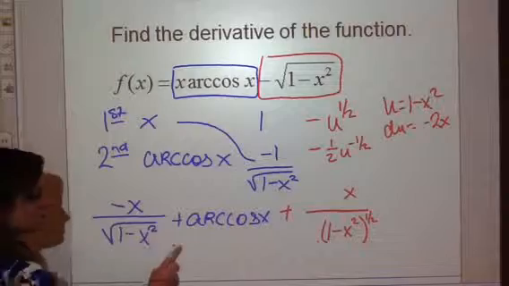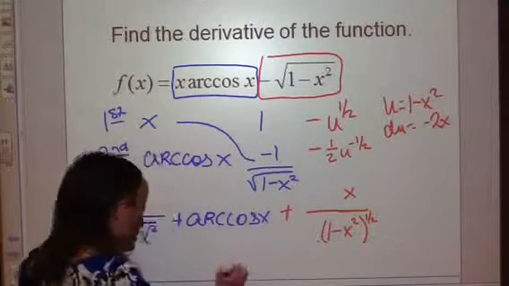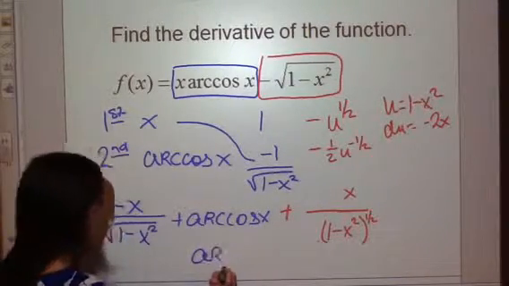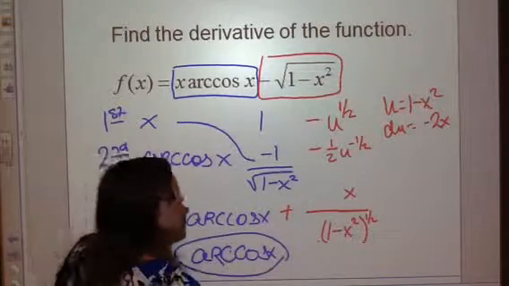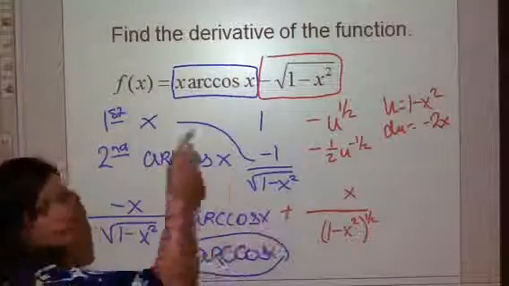Notice this term and that term are the same, so you end up with just arc cosine of x. This one was negative, that one was positive, so they cancel.